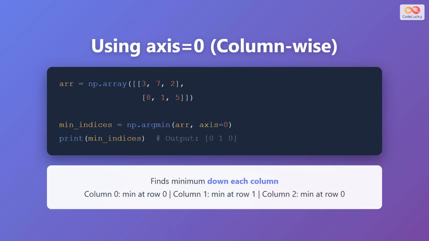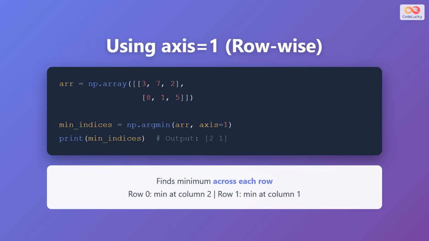When we specify axis equals 0, argmin searches down each column. Using the same 2x3 array, it returns an array containing 0, 1, 0. Let's break this down. In column 0, comparing 3 and 8, the minimum is 3 at row 0. In column 1, comparing 7 and 1, the minimum is 1 at row 1. In column 2, comparing 2 and 5, the minimum is 2 at row 0. So we get the indices 0, 1, 0.